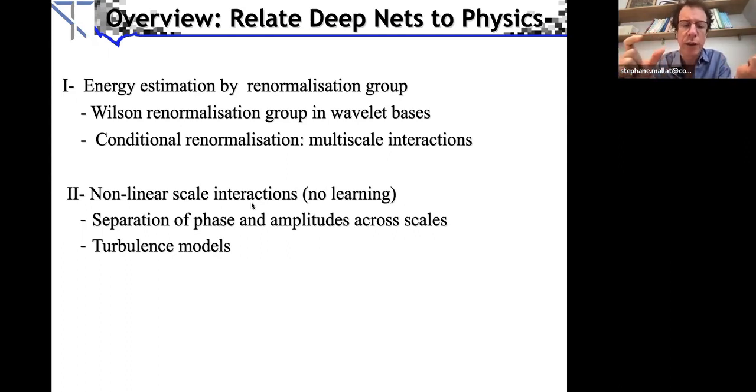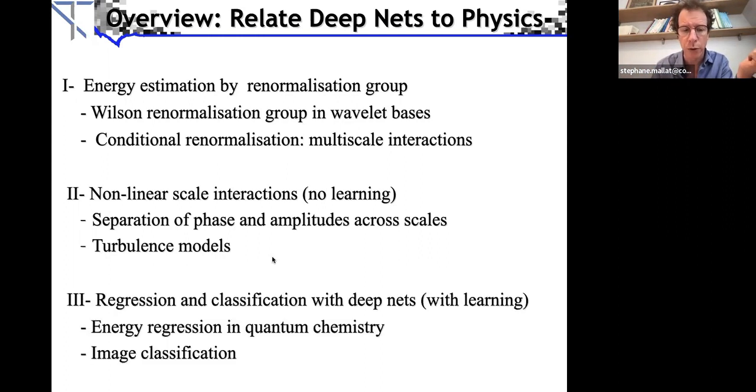And the key element I'll try to emphasize is that what you need to do is to capture the interaction between scales. And to capture interaction between scales, you need to be nonlinear. And phase, and in particular, separating phase from amplitude is going to play a very important role. And we'll see how this will lead to turbulence models.